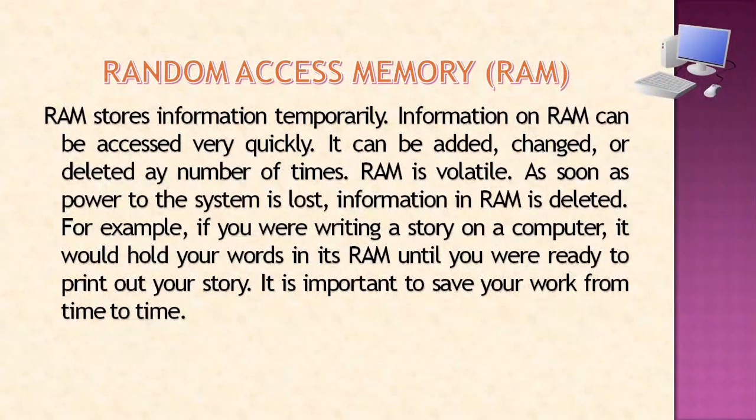Random access memory, RAM, stores information temporarily. Information on RAM can be accessed very quickly. It can be added, changed, or deleted any number of times. RAM is volatile. As soon as power to the system is lost, information in RAM is deleted.